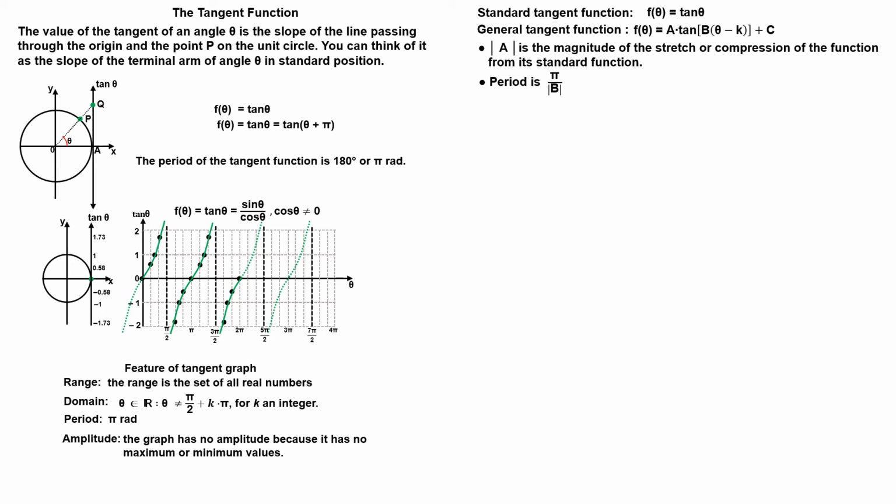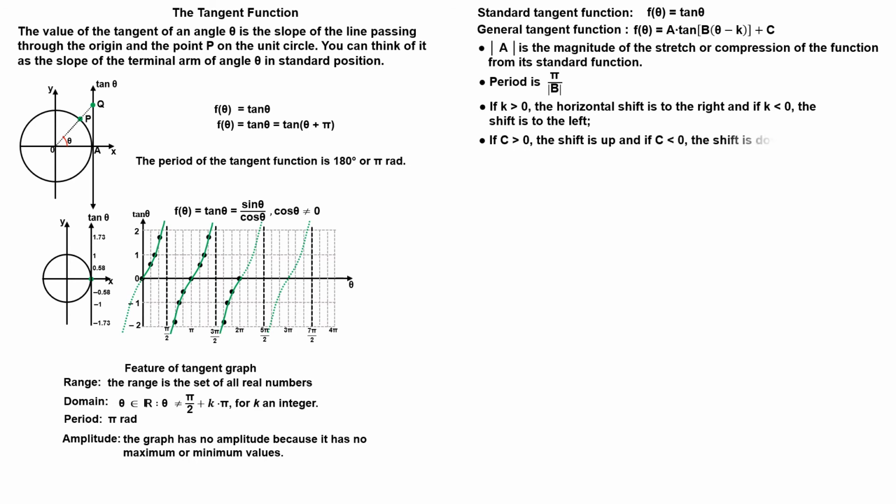The number k is the horizontal shift, which may also be called phase shift. If k is positive, the horizontal shift is to the right, and if k is negative, the horizontal shift is to the left. The number c is the vertical shift. If c is positive, the vertical shift is up, and if c is negative, the vertical shift is down.